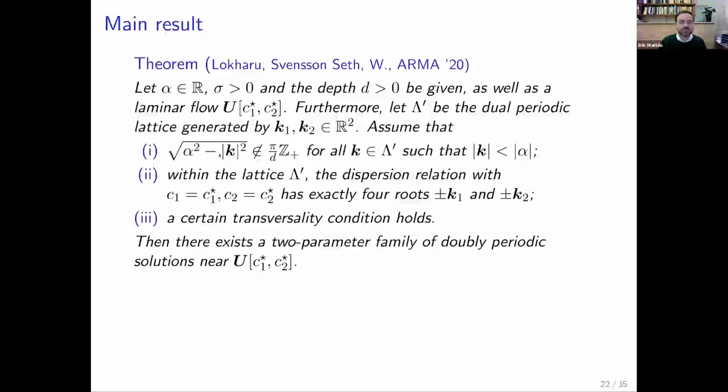Okay, then we also need some other technical conditions. So maybe I'll skip the details here. And we need a certain transversality condition. Under these assumptions, there is a 2-parameter family of doubly periodic solutions close to this laminar flow which we bifurcate from.